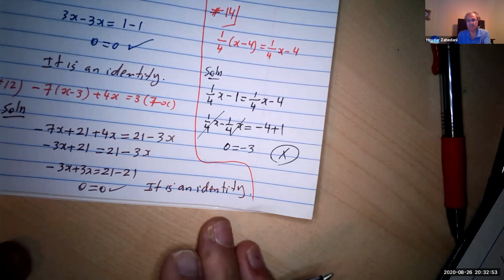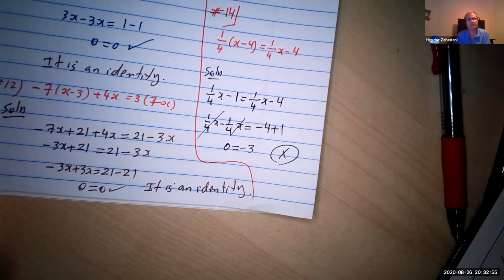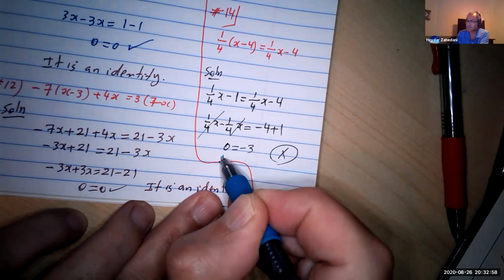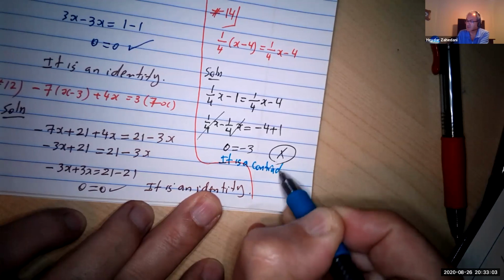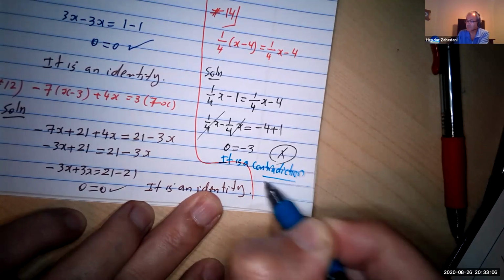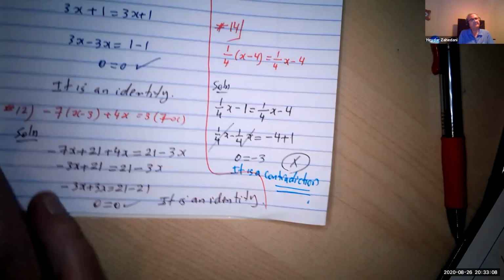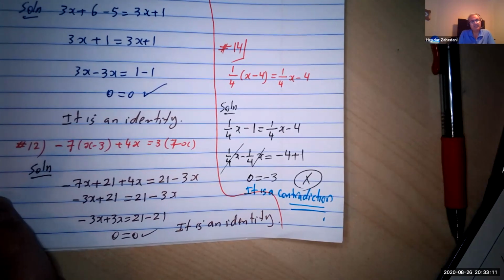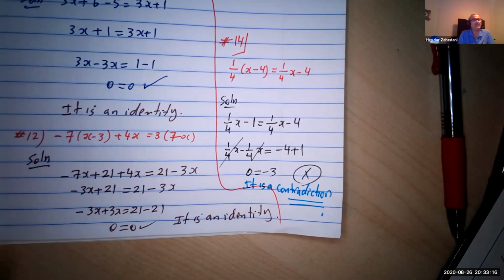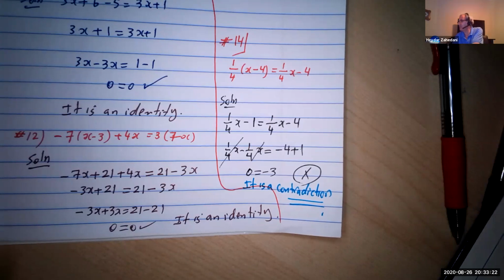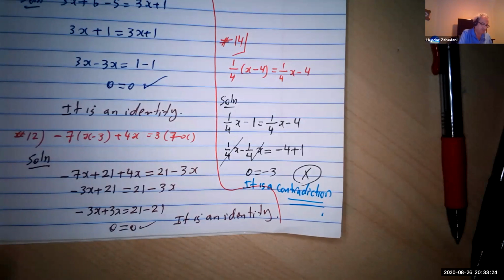So you know that this is a contradiction. There is no solution here. Any question? If you solve it and you get the number x equal to 2 or x equal to 3, in that case you are going to have a conditional one. The conditional one is the one that you solve and you get your result out of that. So that is the linear equation.